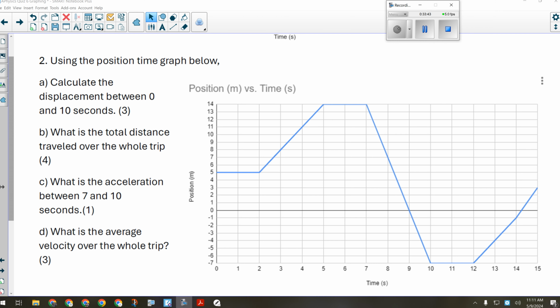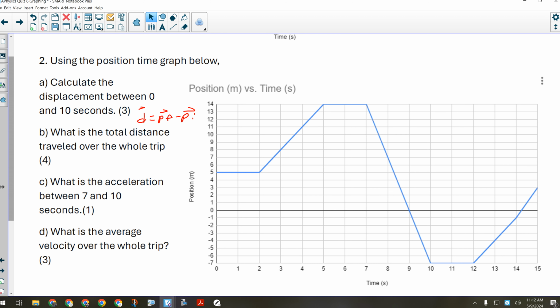All right, so calculate the displacement between 0 and 10 seconds. I've got a position versus time graph. I have a formula that calculates displacement using position, so that's probably the formula I should go with. I don't want to draw shapes here, because I've had a few people ask which shapes they should draw. On this graph, you don't. Here's how you can check.